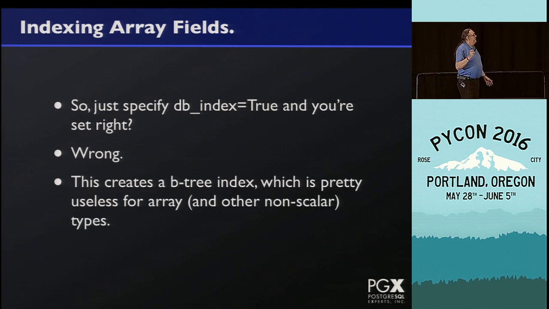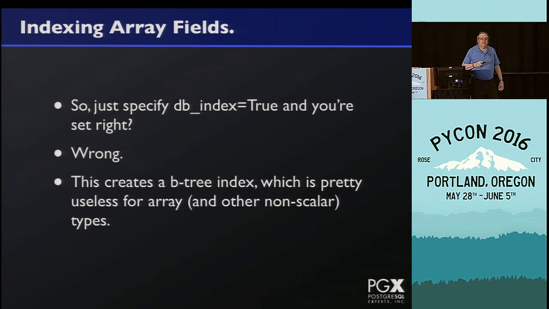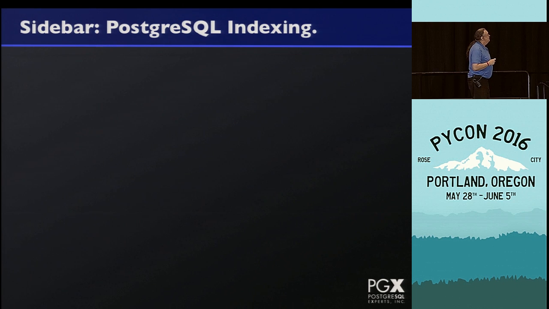Wrong. It creates a B-tree index, which is pretty useless for an array, and for pretty much any non-scalar type. A B-tree index is not what you want. You want a different kind of index type to accelerate these queries.